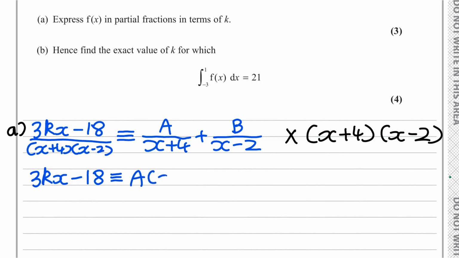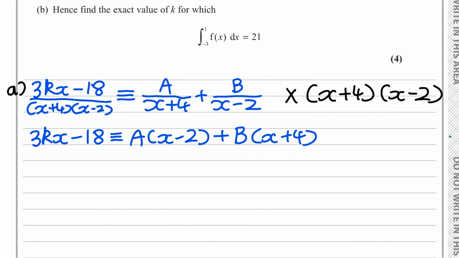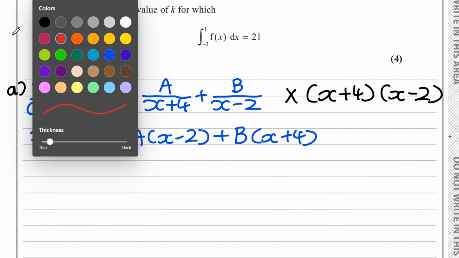So it's a(x - 2). And then it's going to be plus, and then this x - 2 denominator will cancel out this (x - 2) bracket to leave us with b multiplied by (x + 4). So this is b(x + 4). Now I'm going to solve this via substitution because I think it's easier.